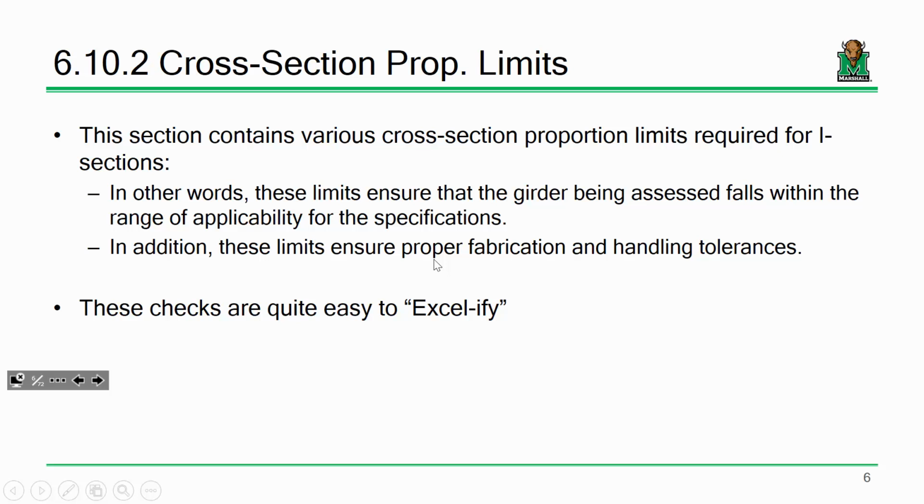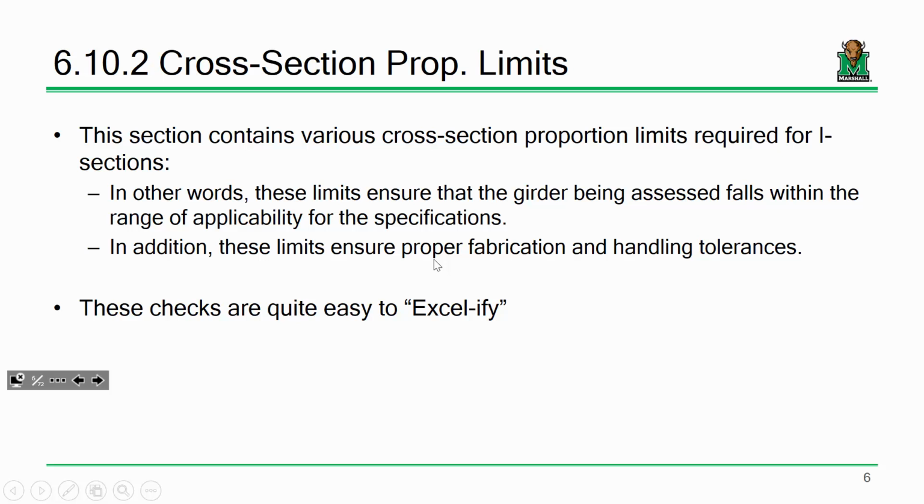Now, if you recall, cross-section proportion limits are really intended to ensure that you as the engineer are developing and creating a girder that meets the specifications and that behaves properly. You know, when these folks get together and they write all these fancy equations that you can use to predict how strong a beam is, they're writing those equations based on certain constraints to a given beam. In other words, it's got to look like an I-beam. It's got to have certain flange proportions and certain web proportions that fit within the body of the spec.